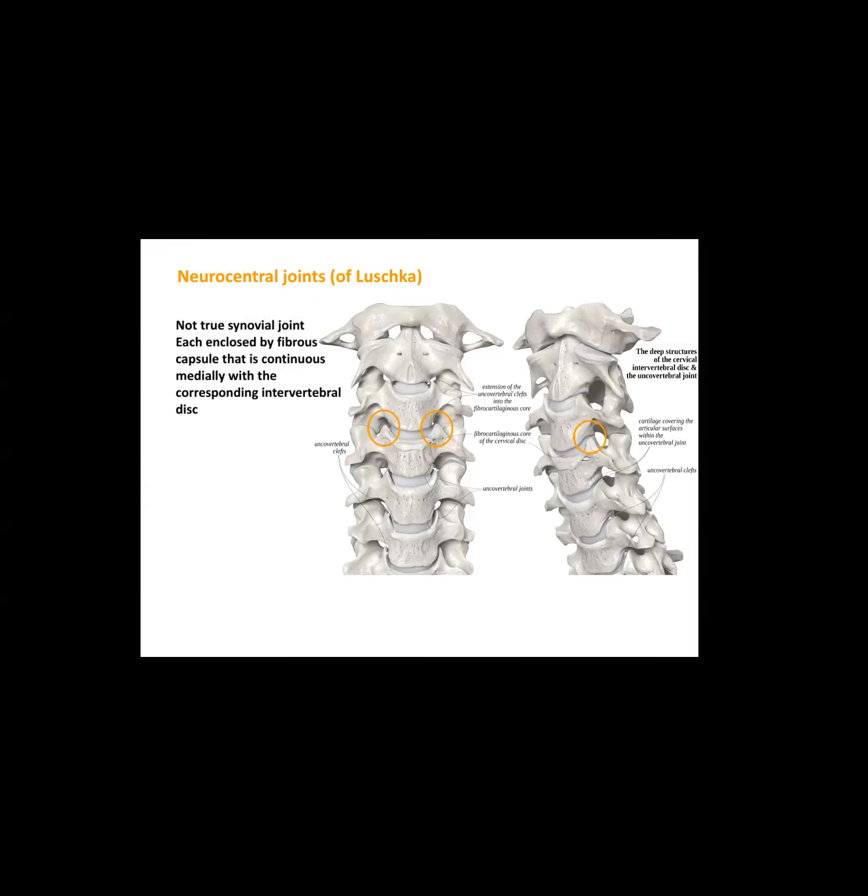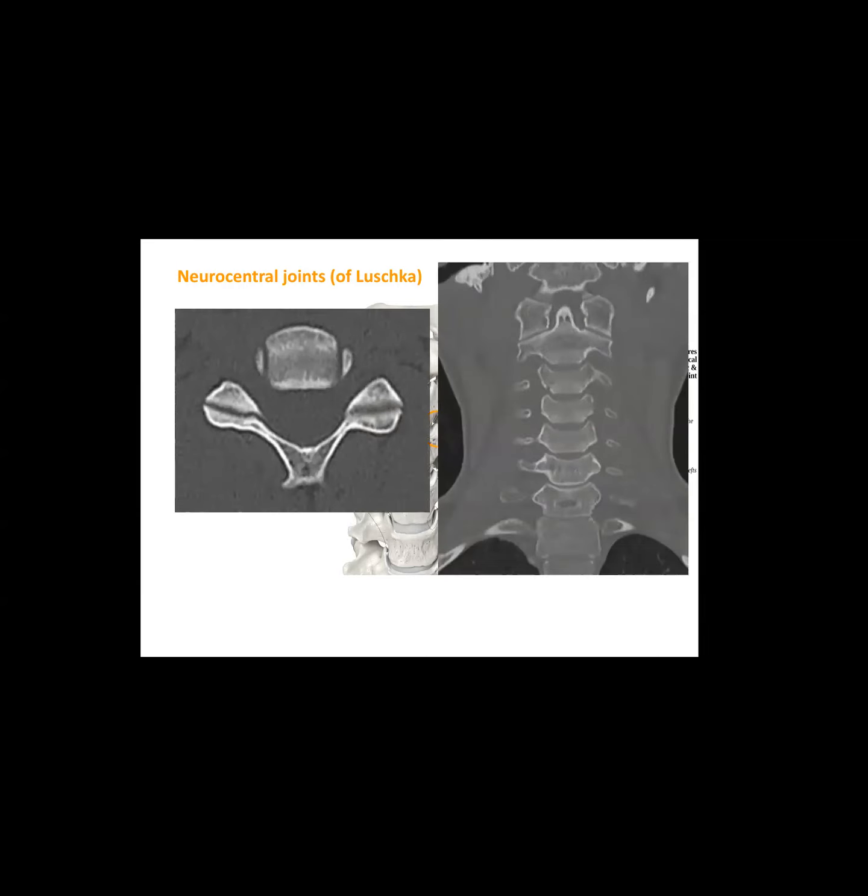So they are affected by the degenerative changes that affect the related intervertebral disc. They have minimal movement, and they stabilize the neck by limiting the lateral flexion of the cervical spine. Here are the uncinate processes forming the neurocentral joint with the end plate of the vertebra above.